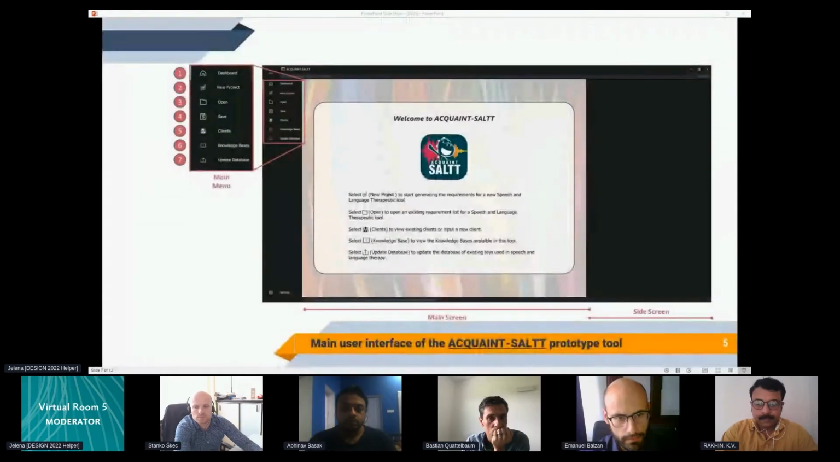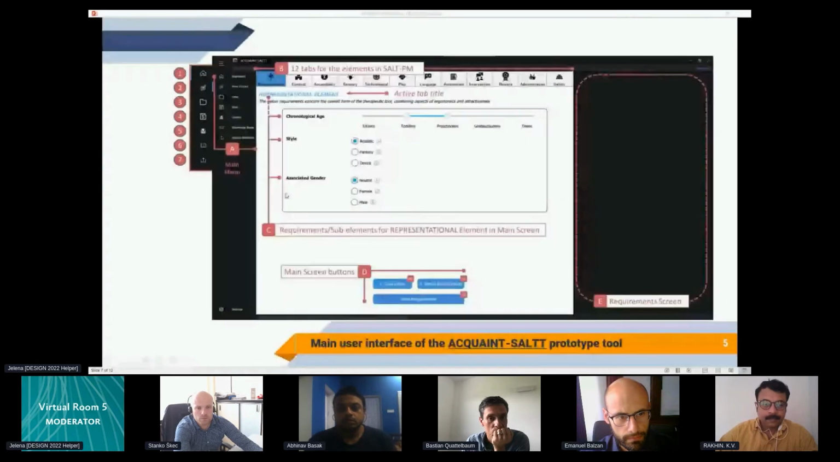So the support tool was called Acquaintsalt, and here you can see some screenshots of the main interface. It has a main menu which allows designers to start new requirements elicitation projects. At the top of the screen, there are 12 tabs corresponding to the previously mentioned ontology. These are buttons by which the selected items on the screen are saved and translated into affordance-based requirements.